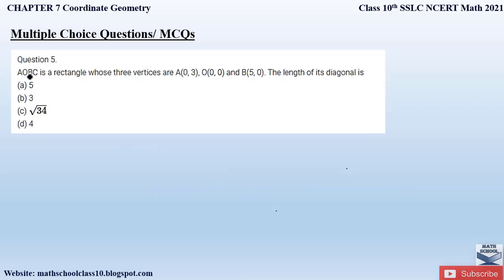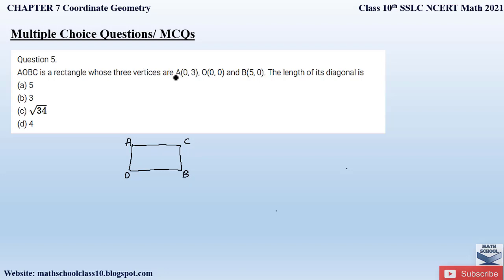Question number 5. AOBC is a rectangle whose three vertices are A 0,3, O 0,0 and B is 5,0. The length of its diagonal is. So read the question correctly and draw the figure first. So we have a rectangle here and it is named as AOBC. Always remember, we have to name any given figure in a cyclic order. Don't name it in any other order. Always we have to name any given figure in a cyclic order. Only then your answer will be correct. This is a very important point here.